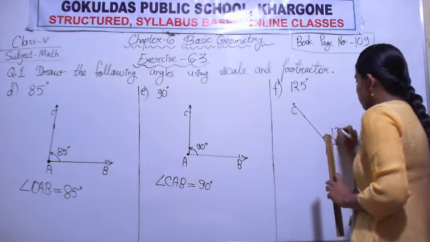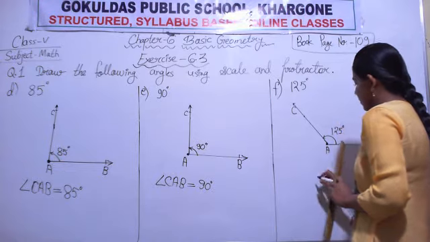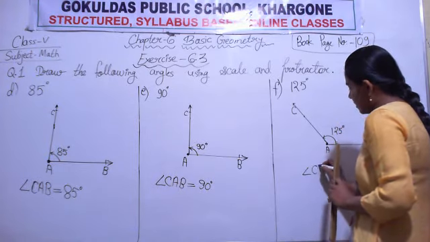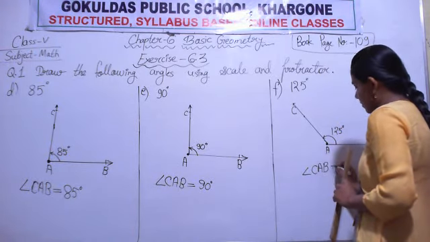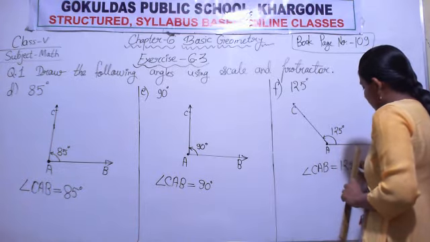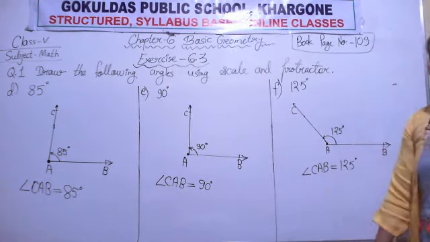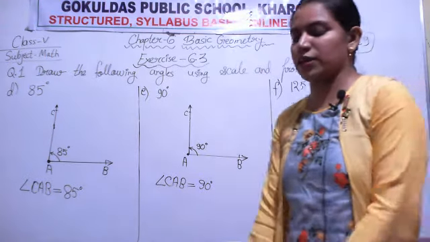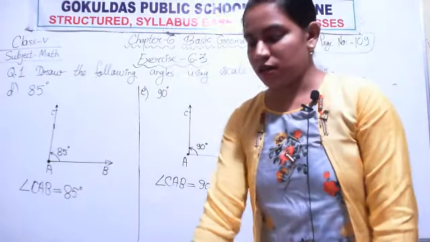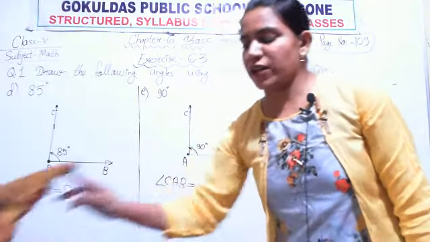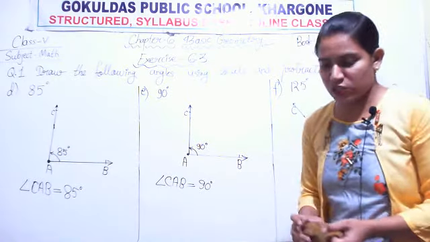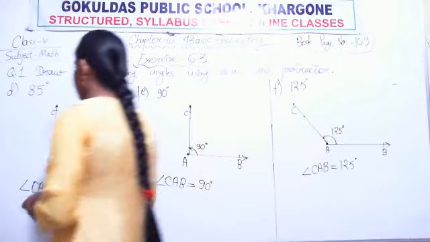So this angle is showing 125 degree. Angle CAB is equals to 125 degree. I hope now both the steps are clear to you, how we draw angles by using scale and protector. So the last question of this exercise.